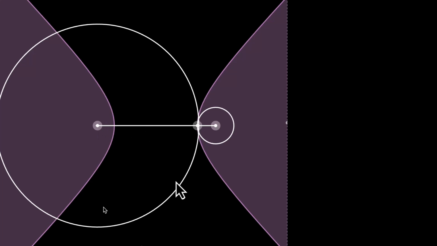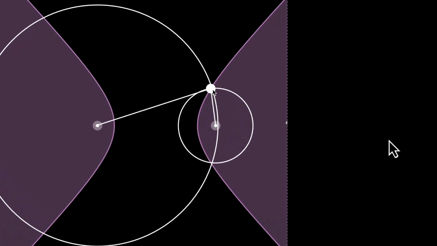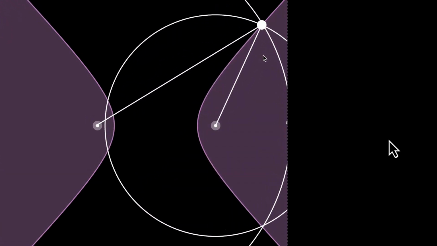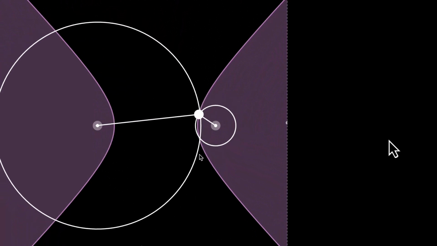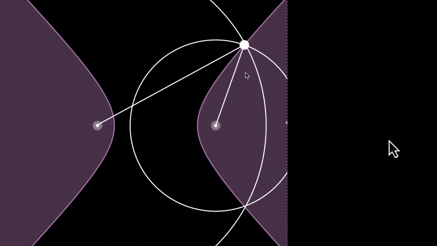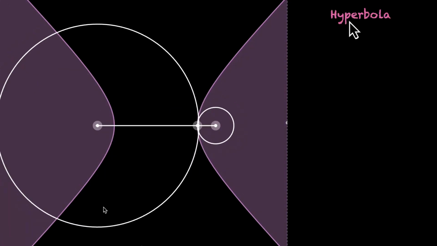Let's see this in action. Let's move this point. The increase in radius of both the circles will remain the same. This means the difference of radii of both the circles will always be a constant. When that happens, we get the hyperbola.